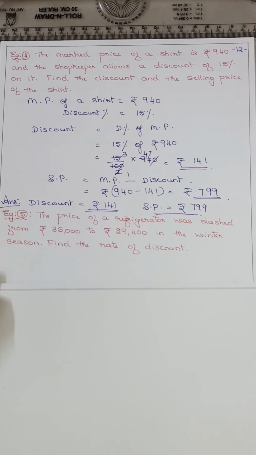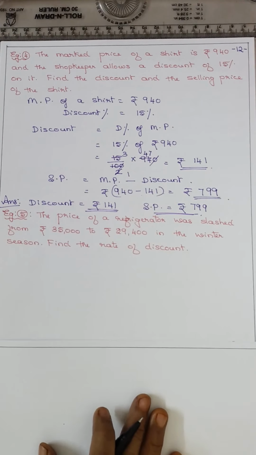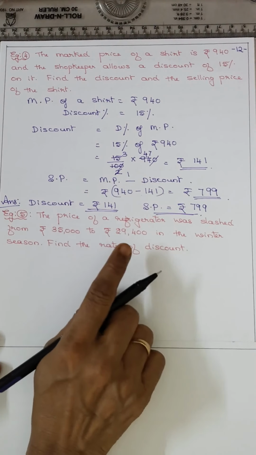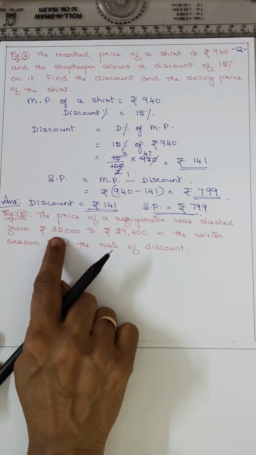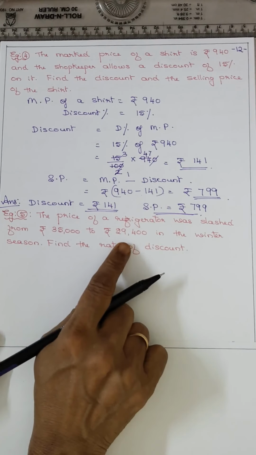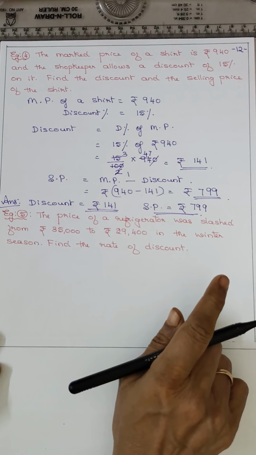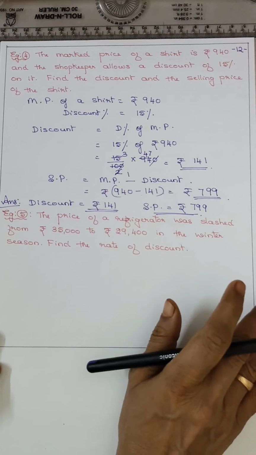Okay. Now coming to the example 5. The price of a refrigerator was slashed. Slashed means कम किया. From 35,000 to 29,400. So that means 35,000 is what? The marked price. And 29,400 is the selling price. In the winter season, find the rate of discount. Rate of discount मतलब the discount percent. तो इसके लिए पहले discount find out करो.